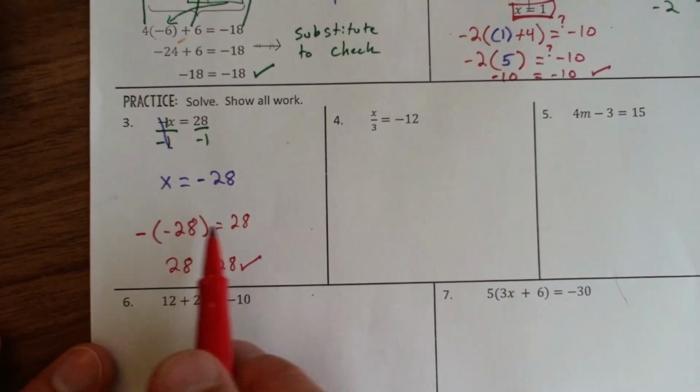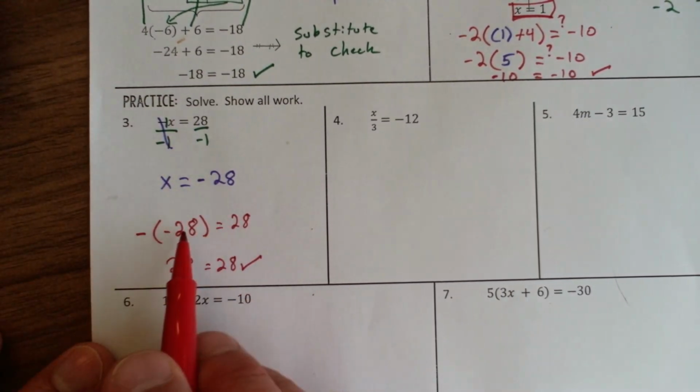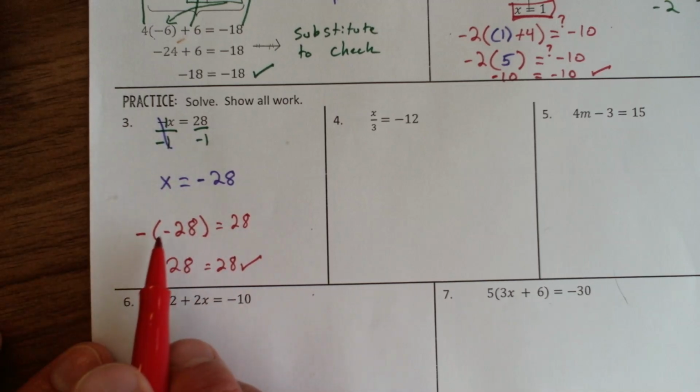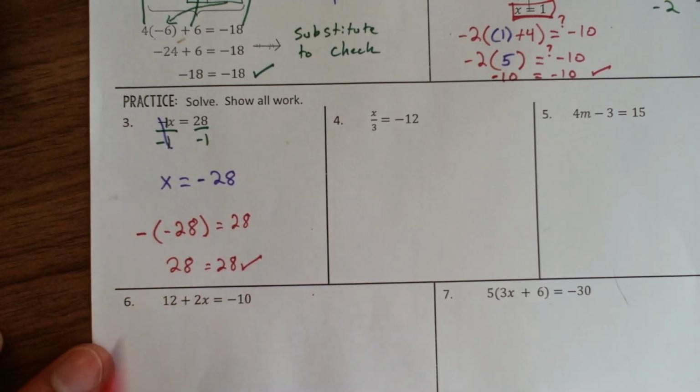So my answer is correct. I just substituted this negative 28 in for x. I could plug this into Desmos and verify that my answer is correct.